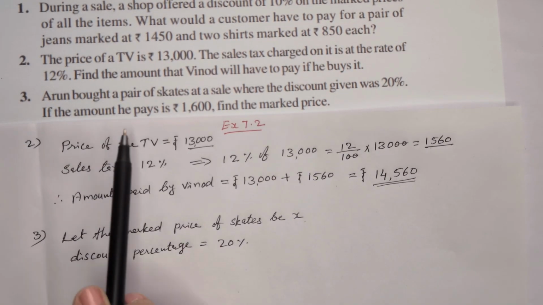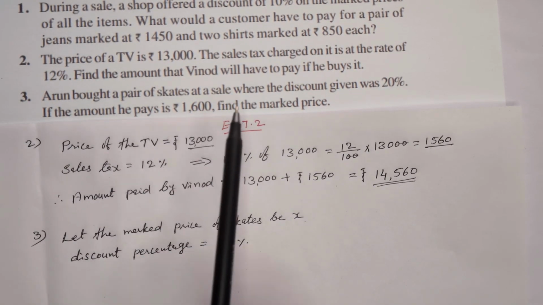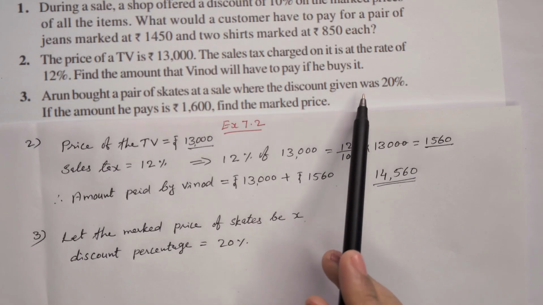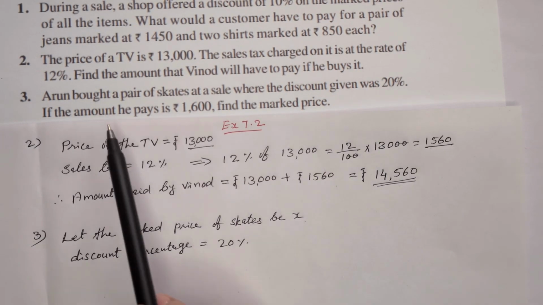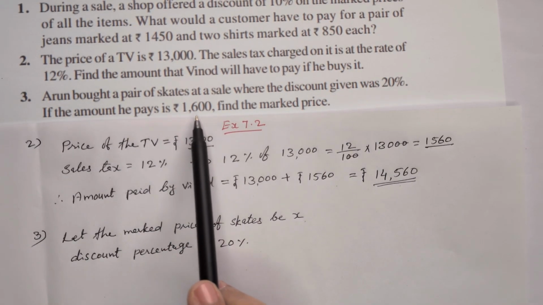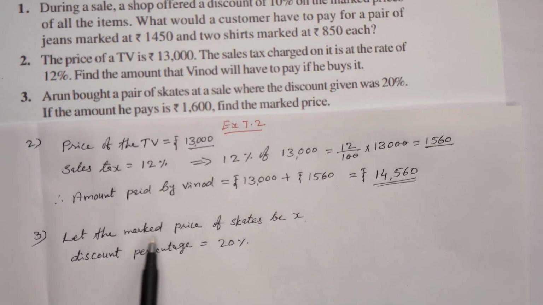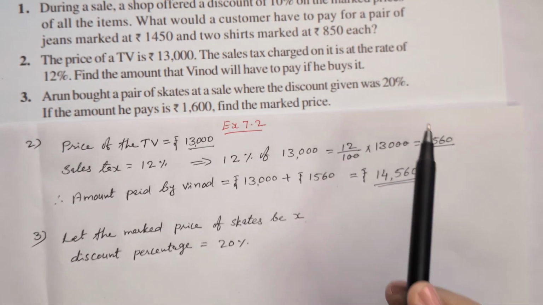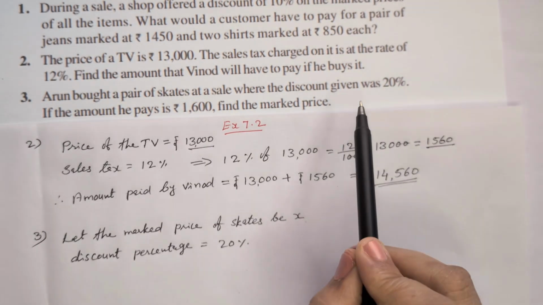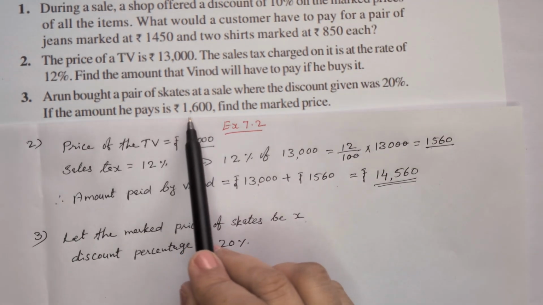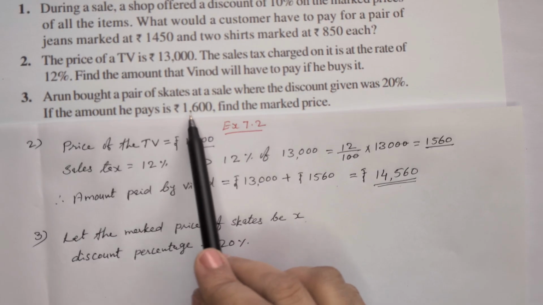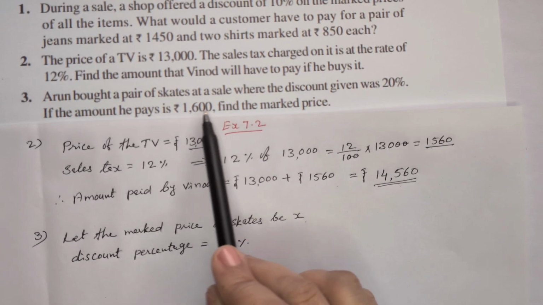Third question, Arun bought a pair of skates at a sale where the discount given was 20%. If the amount he pays is rupees 1600, find the marked price. So we can take, let the marked price of skates be X, and discount percentage is 20%. After that he bought the skates for rupees 1600.